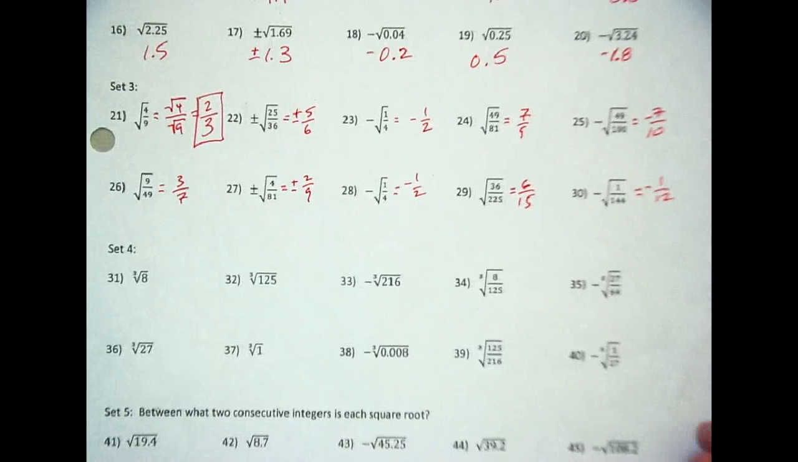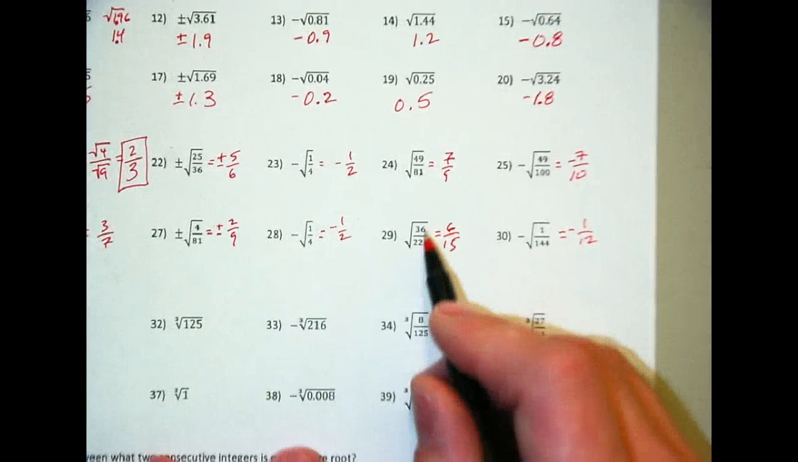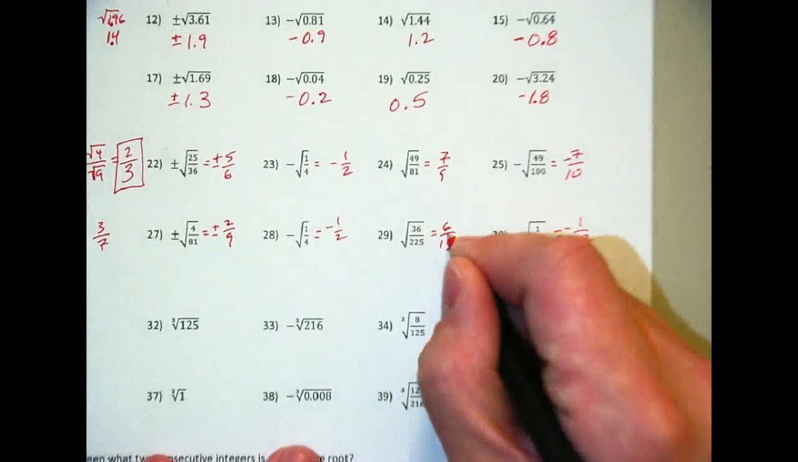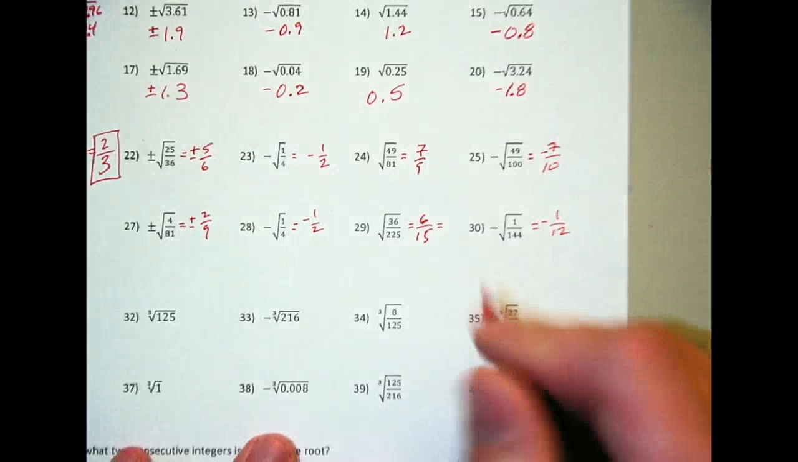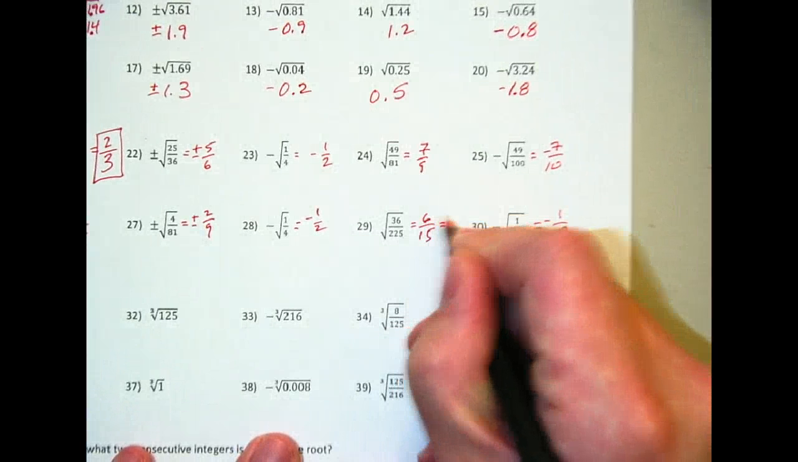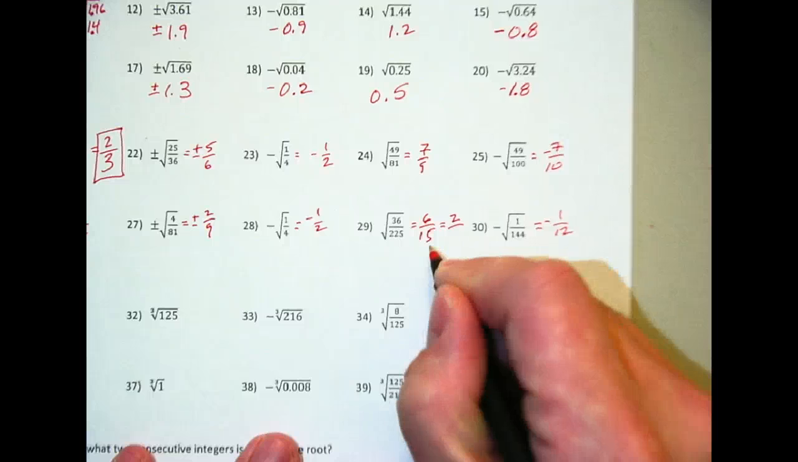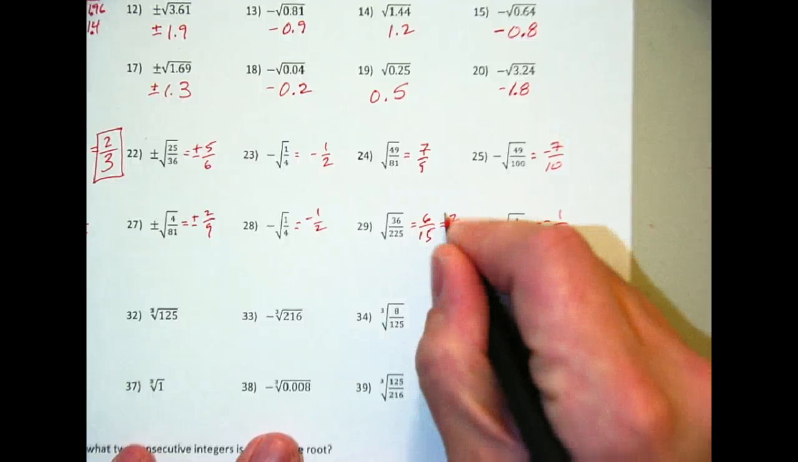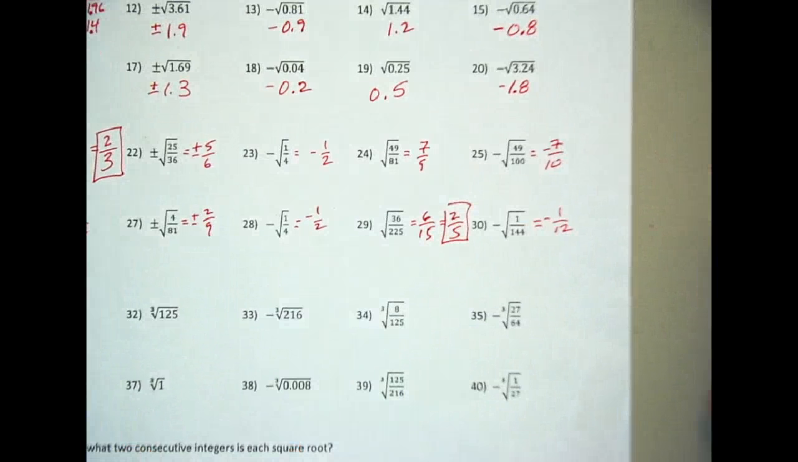And number 29, would you reduce it down? Good question. Yeah. So could we reduce that? Yeah, we could. What goes into both 6 and 15? 3. How many 3s go into 6? 2. And 3s into 15? 5. Yes, you could reduce. Always reduce if you can. It's a good question.